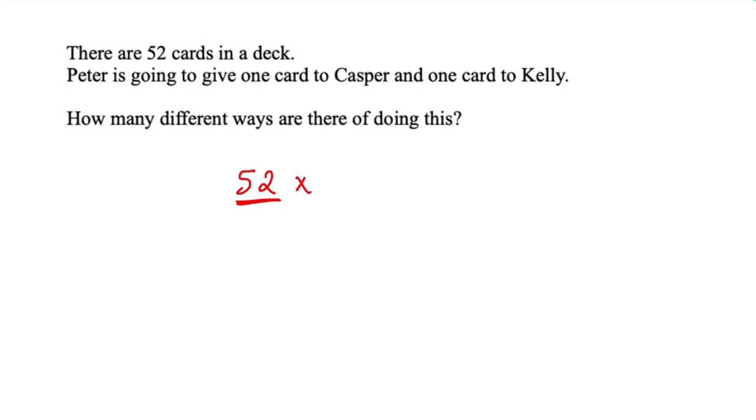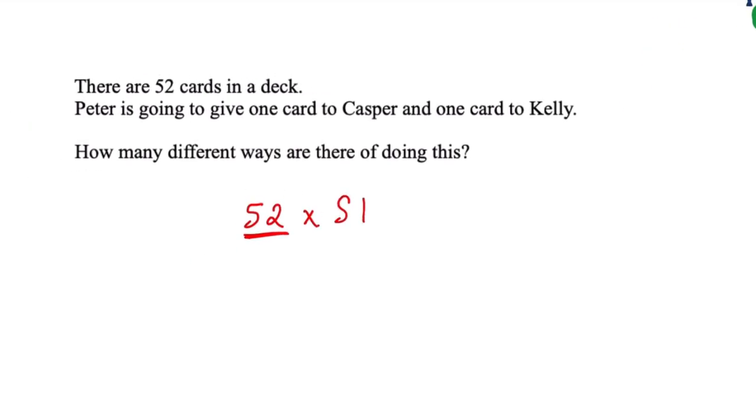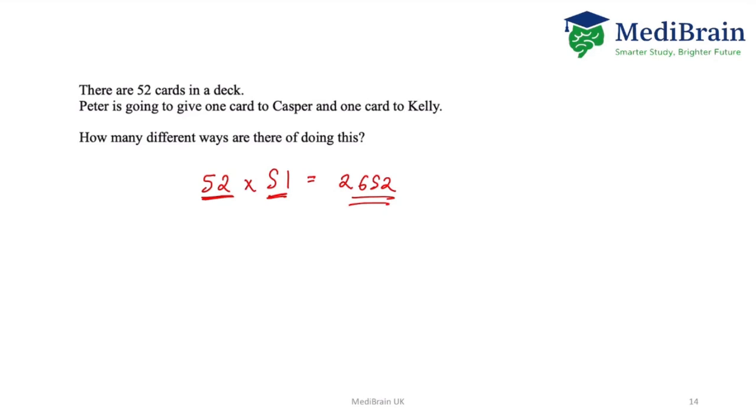All you have to do is multiply by 51. That's it, because we have 51 cards left. We've given one to Casper, so we have one less. We only have 51, and Kelly has to choose from one of the 51. So we have 52 times 51, and that gives you an answer of 2,652. That's all you have to do. If that hasn't made sense to anyone, please do let me know.